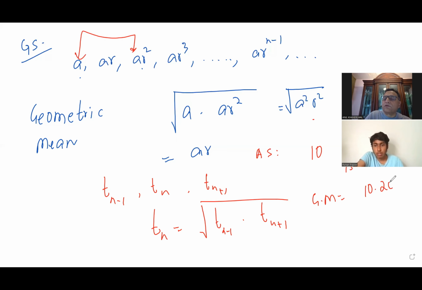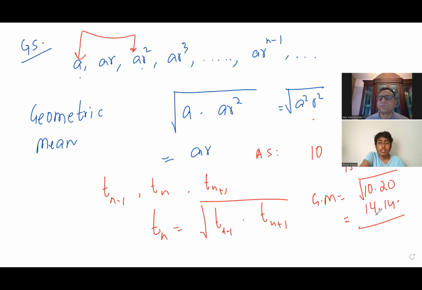10 times 20, so the square root of 200, which is 14.14. So sometimes we use this in this fashion, the square root of this. Arithmetic mean and geometric mean are used many times when we have word problems. They can tell you that these numbers are related as this is the arithmetic mean and that is the geometric mean.